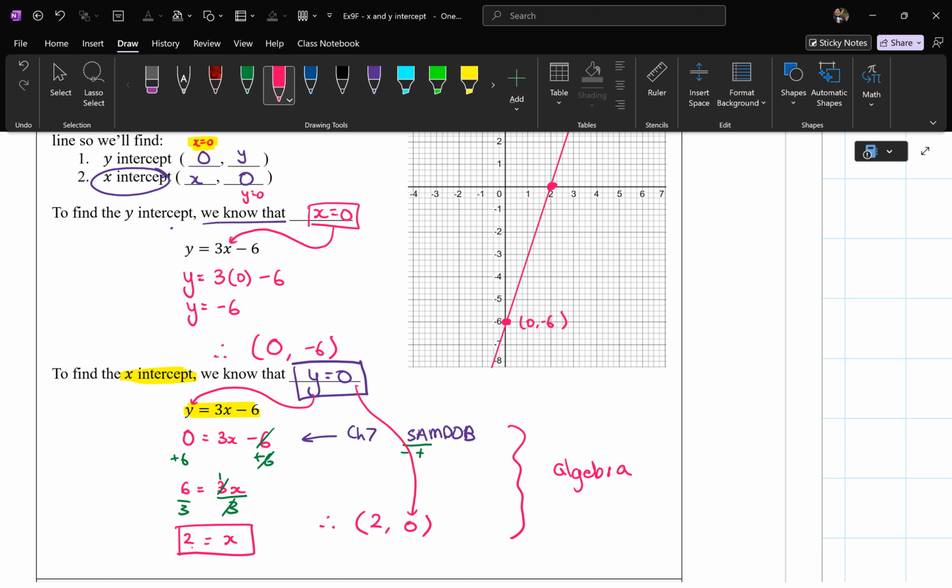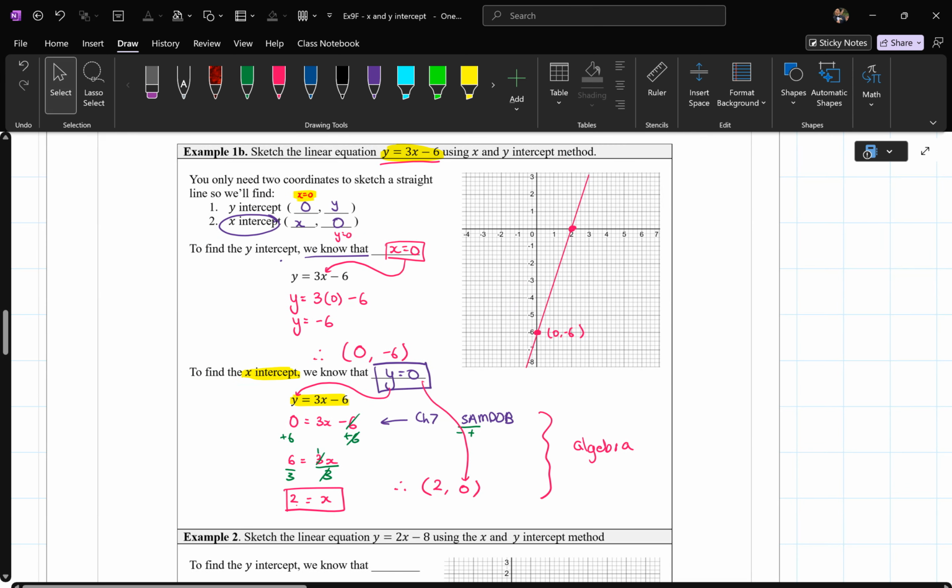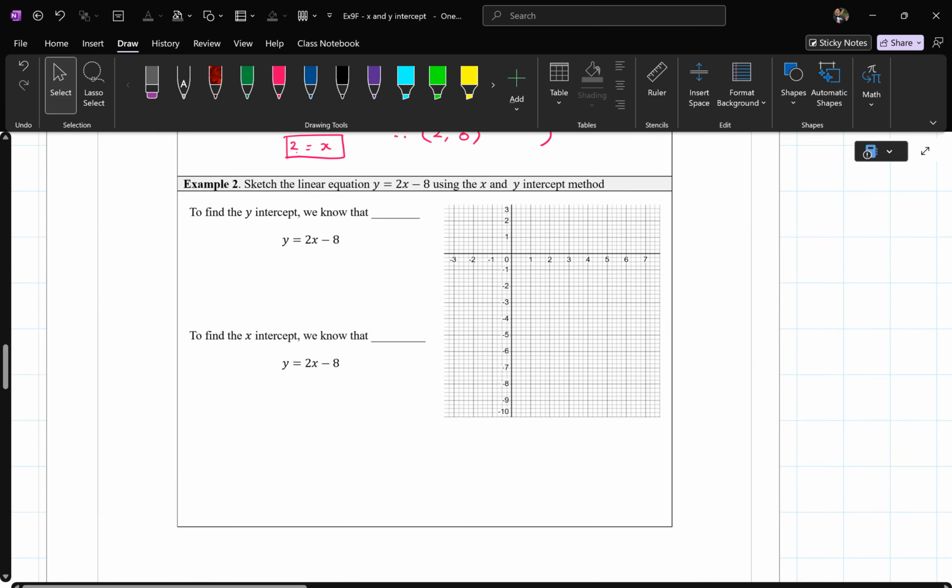And that's what I meant by you have to learn Chapter 7 in preparation for next year in Year 9. This is the key part that a lot of students have no understanding of. Okay, this is the bit. All it is, is sketching a straight line, and you need 2 coordinates. Let's do another one just so you get a feel of it.